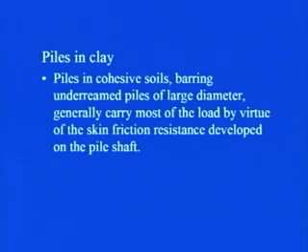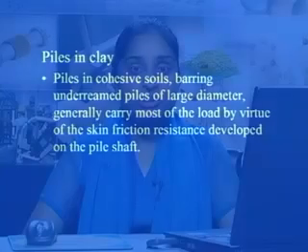Piles in cohesive soils, barring underream piles of large diameter, generally carry most of the load by virtue of the skin friction resistance developed on the pile shaft. So, you leave apart the option of underream piles where the bulbs are provided to increase point bearing resistance. Apart from those, in case of piles in clays, usually the whole or most of the load coming from the superstructure is resisted by the friction which is mobilized along the pile shaft, or skin friction resistance.